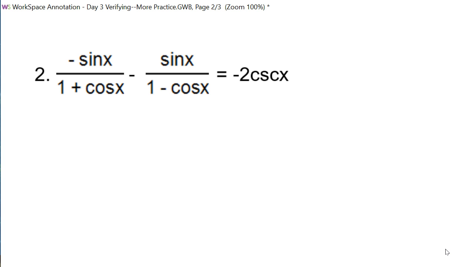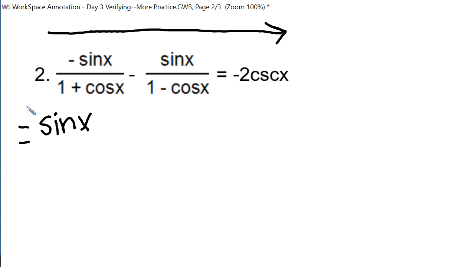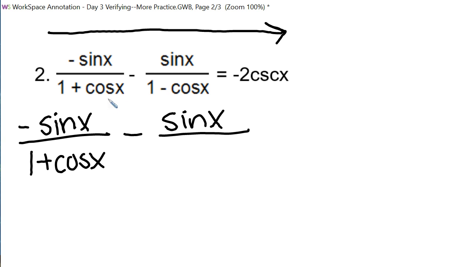Looking at number 2, I can pick, do I want to work with the left side or the right side? Well, on the right side, there's not much to work with. So I'm going to pick the left side. So starting with the left side, and we need to prove that it equals negative 2 times the cosecant of x. So rewrite what's on the left side. So on the left side, we have negative sine of x over 1 plus cosine of x minus sine of x over 1 minus cosine of x.